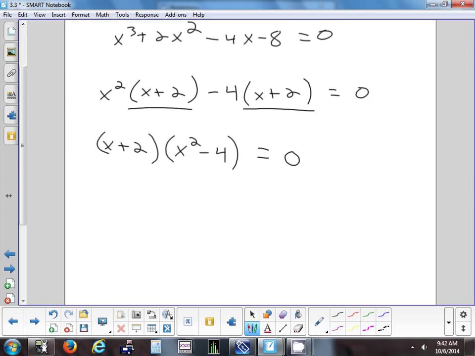So Andrew, what do I know must be true if I'm multiplying something times something and I'm getting 0 as the answer? How can that happen if you multiply two things together and get 0?